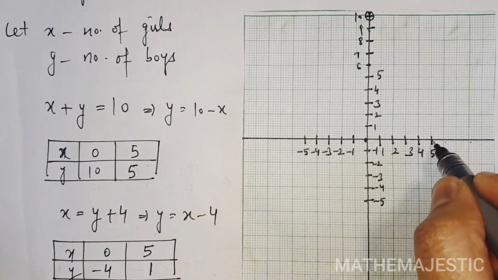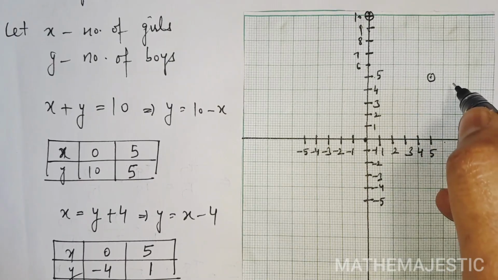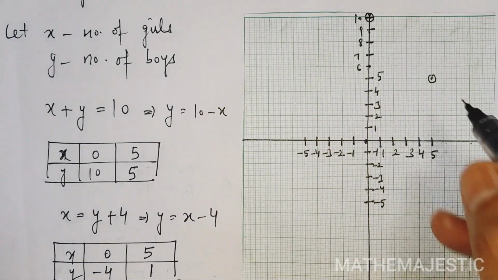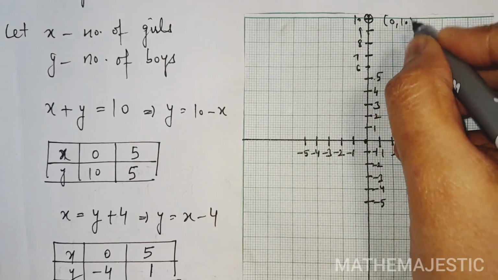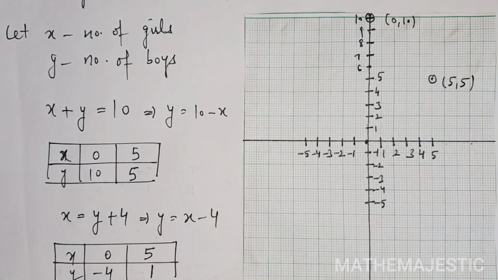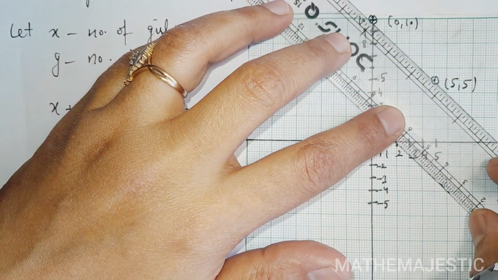And if x is 5, then y is also 5. So we will get this point as (5, 5). So these 2 points we got. First is (0, 10), second is (5, 5). We will join them with the help of a scale. The graph of a linear equation is always a straight line.